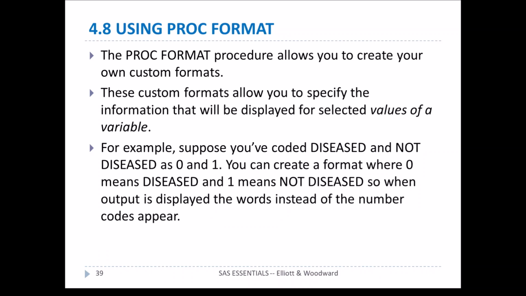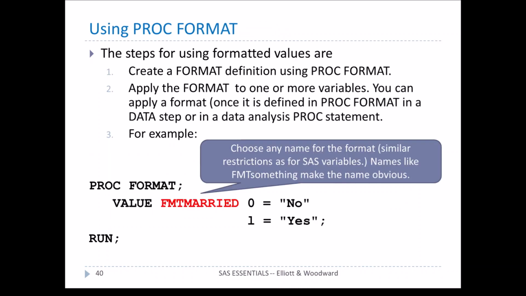So for instance, let's say we have a data set where disease is coded as 0, 1. Well, that's pretty cryptic and we don't know exactly what that means. So we format that so that instead of a 1 or a 0 appearing in our report, 0 is going to mean diseased and 1 is going to be not diseased, so that we can differentiate in English what the values we've collected really mean.